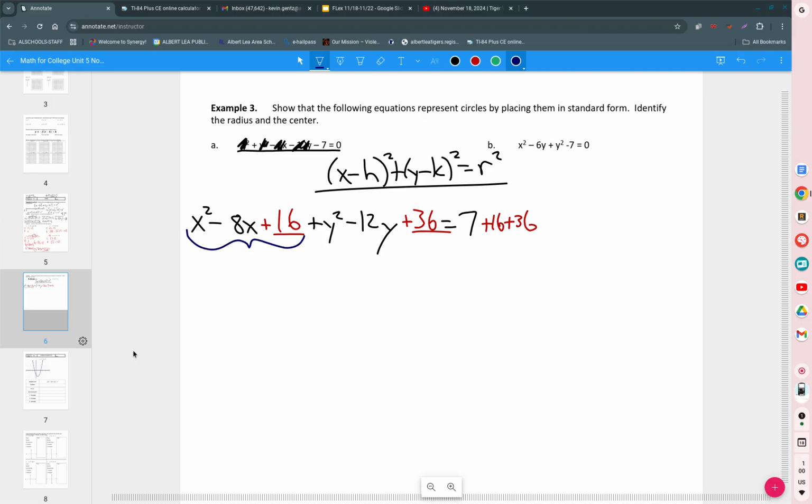That factors to x minus 4 times x minus 4, or x minus 4 quantity squared. This factors to x minus 6 times x minus 6, or x minus 6 quantity squared. 7 and 16 make 23. 23 plus 36 is 59.